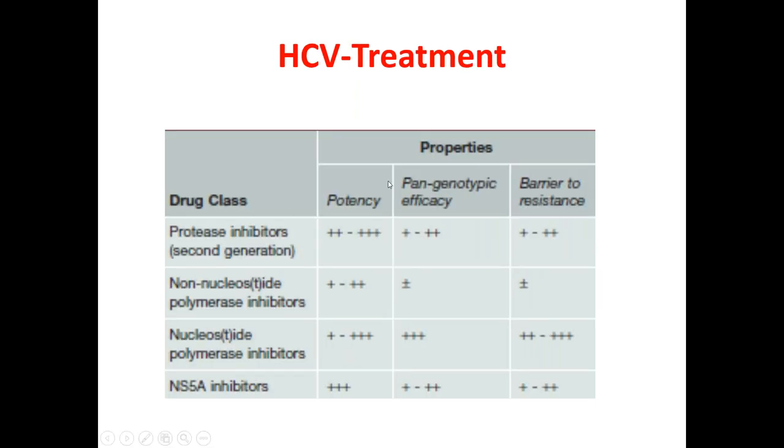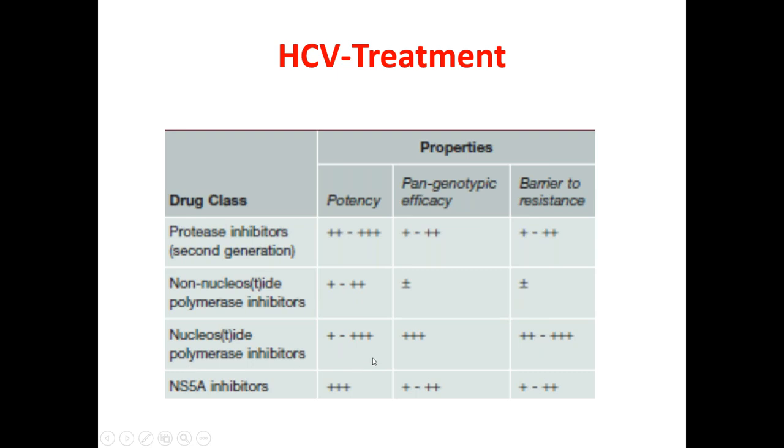Now for the HCV, the treatment has evolved over a period of time. The first drugs, which we called direct acting agents, were protease inhibitors. But the problem with these protease inhibitors was that the virus was developing rapid resistance. Now with the advent of NS5A inhibitors and polymerase inhibitors, this has been largely overcome. And these drugs are very effective and they have got very high potency. And they have got a very high barrier to resistance, especially the polymerase inhibitors.